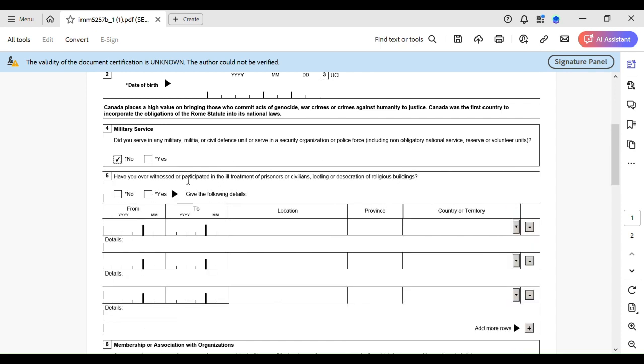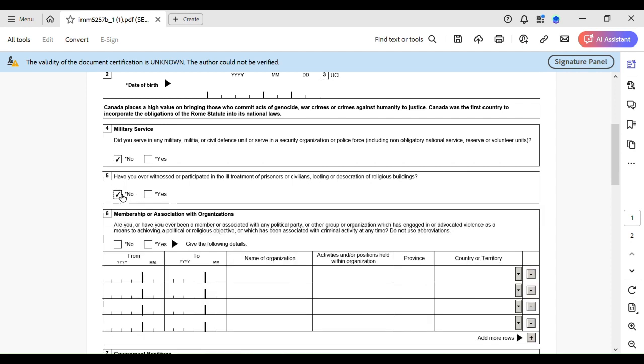Have you ever witnessed or participated in the ill treatment of prisoners or civilians, looting, or desecration of religious buildings? This is a destructive activity. So if you are involved in any of these things, you will be screened out. Of course you will be selecting no, maybe you are not involved in anything like this.